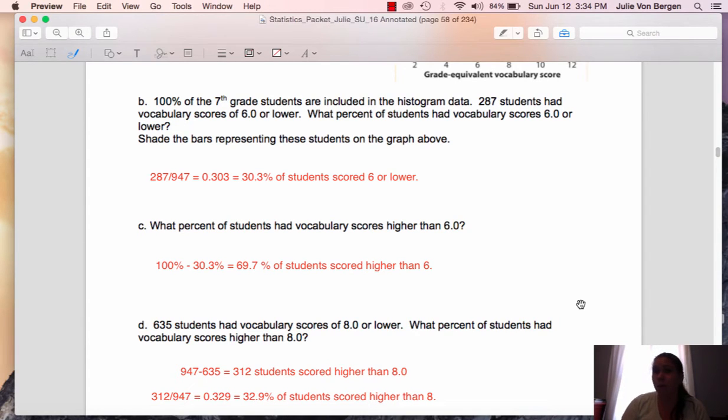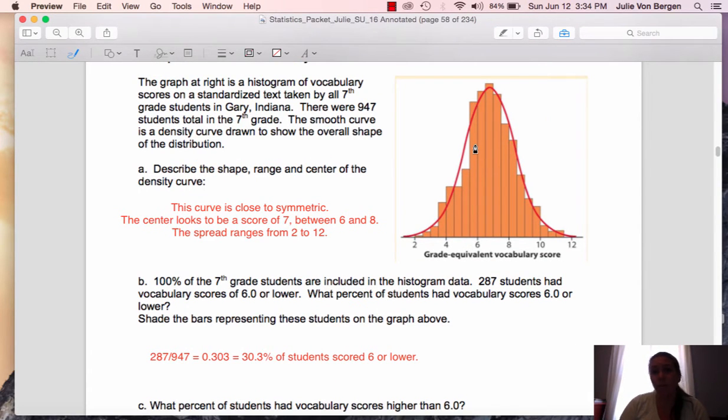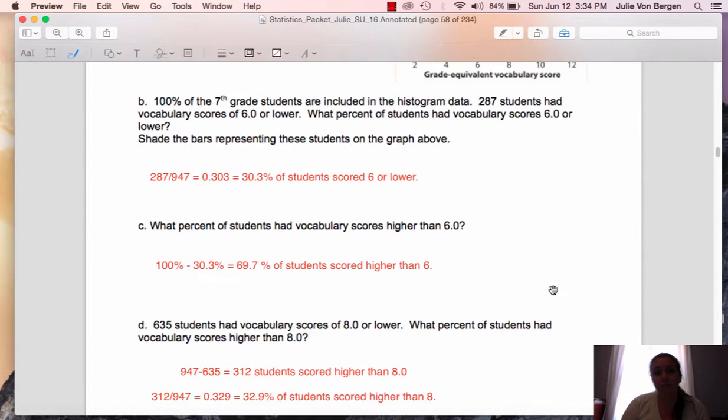287 students, we're told, had vocabulary scores of 6.0 or lower. What percent of students had vocabulary scores 6.0 or lower? So we can, with a pencil, shade the bars representing these students. So if you come over, here's a score of 6, and so on your paper you could shade all of the bars 6 or lower. So that would be anyone from a score of 2 to 6 here. And so we see 287 out of 947, or as a proportion or decimal, that's 0.303. As a percent, that's 30.3% of students scored 6 or lower.